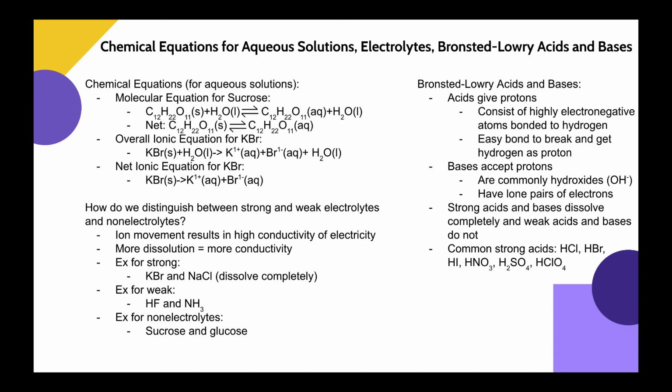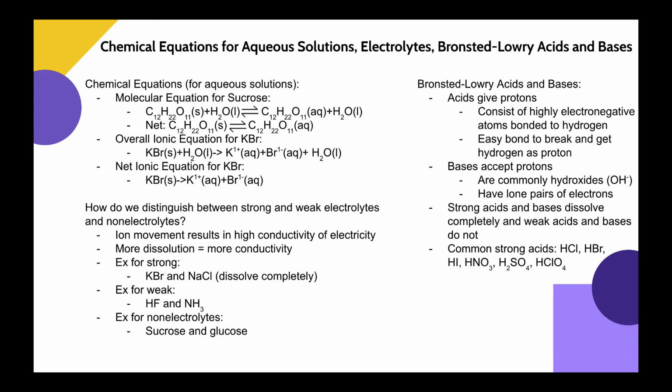And then moving on to ionic equations, let's go ahead and write the overall ionic equation for potassium bromide. We're going to start with the solid form of potassium bromide, KBr, and have it react with water, H2O, in its liquid form. The potassium bromide is going to be in its solid form to begin with.